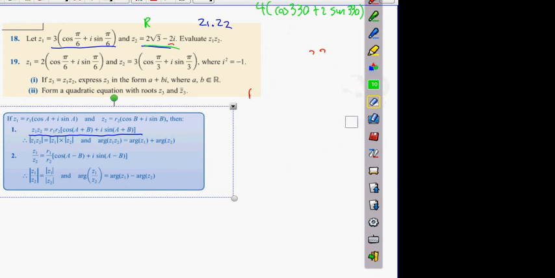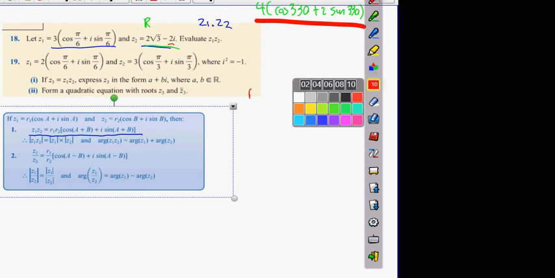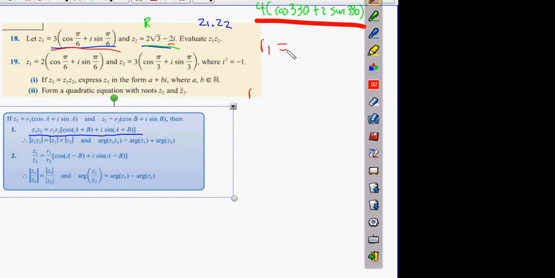Next, it wants us to multiply set 2, which is here, by set 1, which is over here. Let's make a list. What's R1 in this question? R1 is 3. This is what you asked me earlier, Patrick. R2 is 4. Angle A is pi over 6. Angle B is 330.